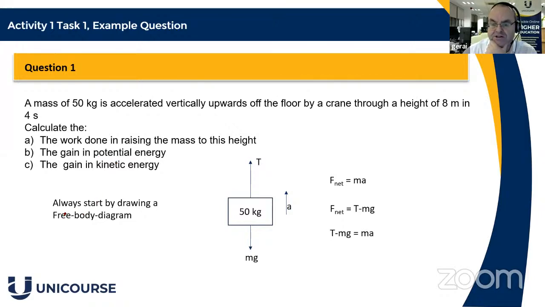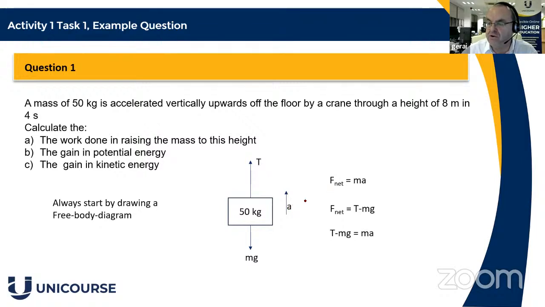Always start these questions with a free body diagram. So we're drawing a free body diagram. Gravity acts on it downwards, with a value of mg. And there's a tension in the wire pulling the mass upwards, and it's being accelerated upwards in that direction.